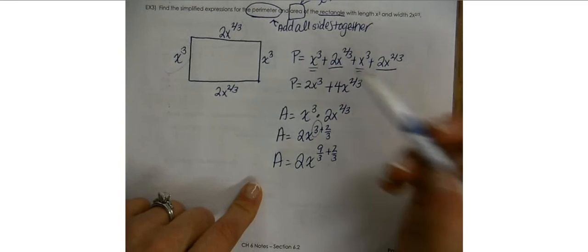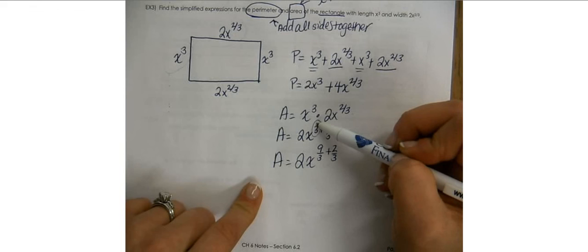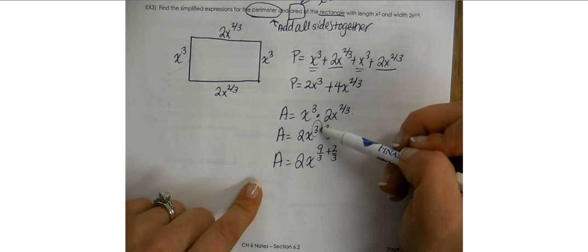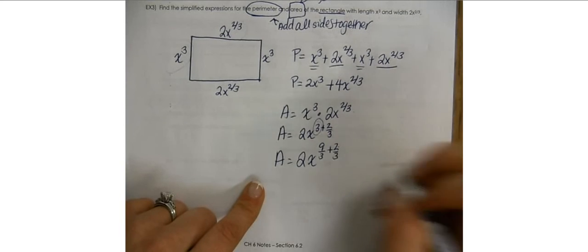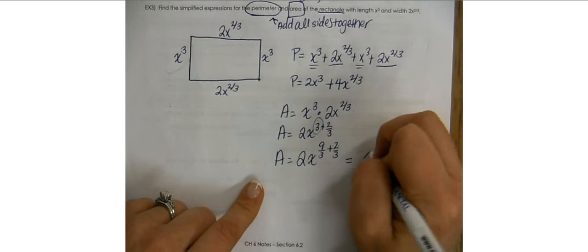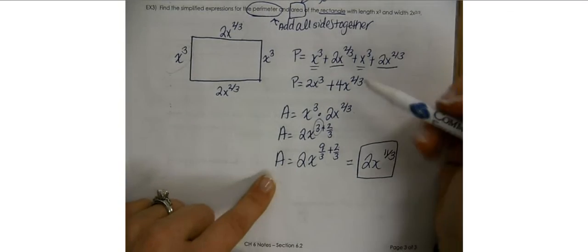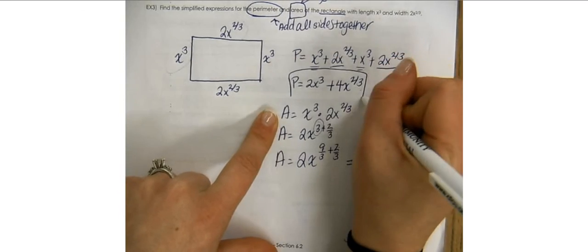So all I did is I changed this to have an exponent of 3 by multiplying 3 times the denominator. 3 times 3 is 9, and technically 9 over 3 is 3. 9 plus 2 is 11, so our answer is 2x to the 11 over 3 power. And that is simply your answer. So here is our perimeter. This is our expression for the perimeter. And here's our expression for the area. And that is it. That's our answer.